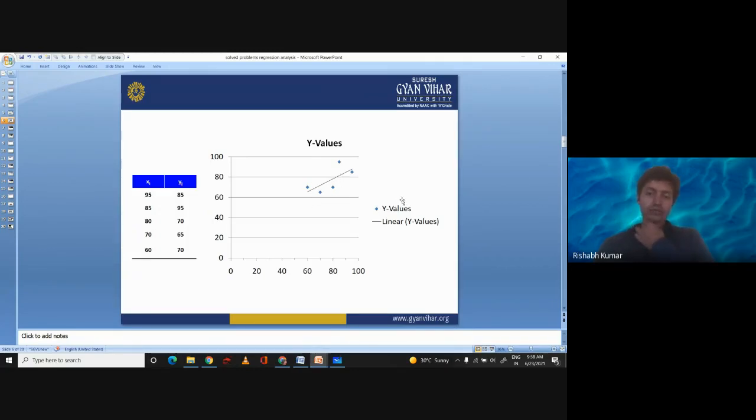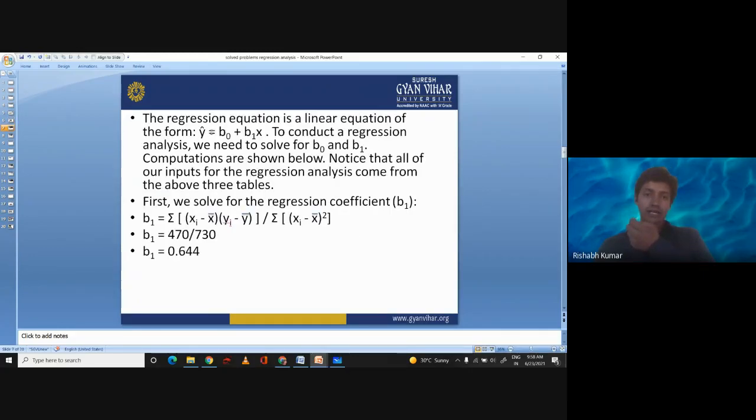Okay, so the equation of the straight line is y bar equal to b naught plus b1 x bar. Here it is cap, but treat it as a bar. So to conduct a regression analysis, we need to solve for b naught and b1.